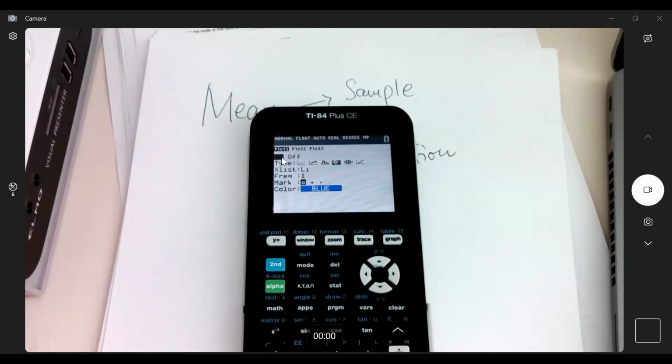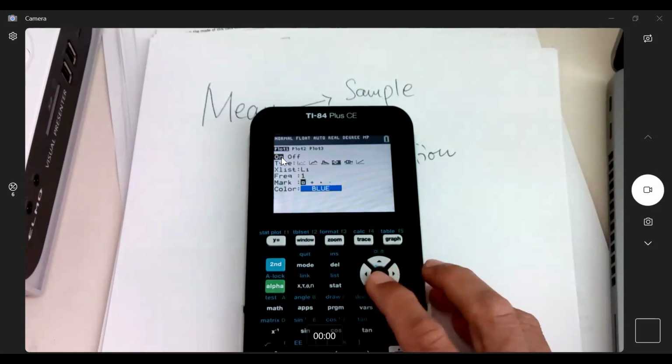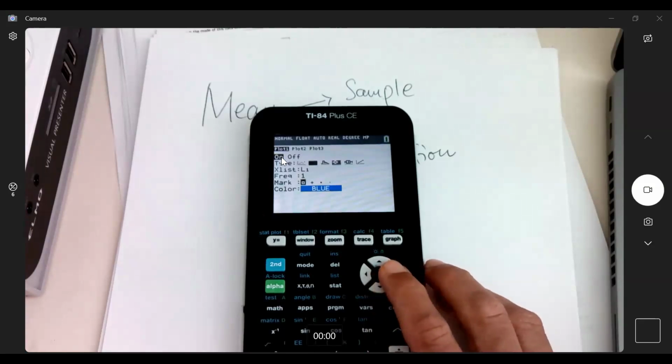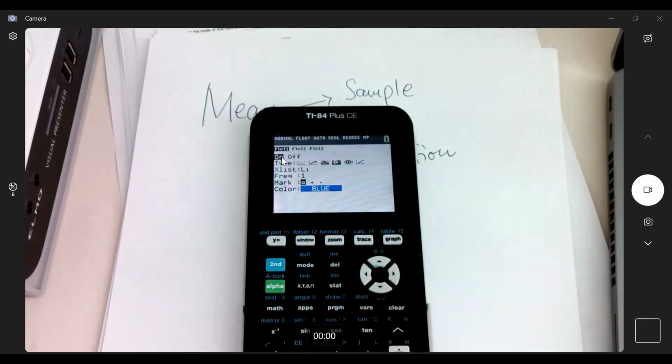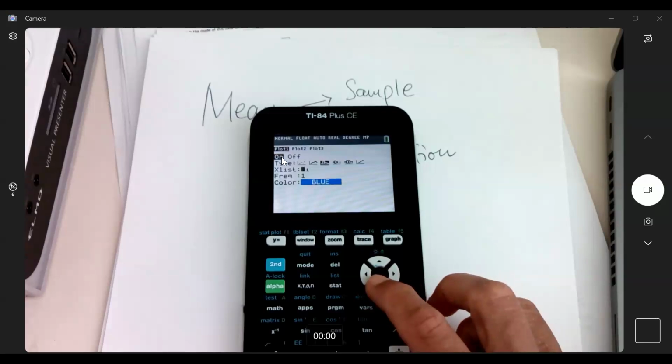So the on is blinking. I'm going to press enter to make sure it stays on. Then there's a line which says type. And I'm going to the histogram. I'm going to highlight the histogram. You see my cursor is currently blinking on the histogram. So I'm going to say enter on that. X list is L1. I don't have any other list beside that. Let me know when you make it this far.